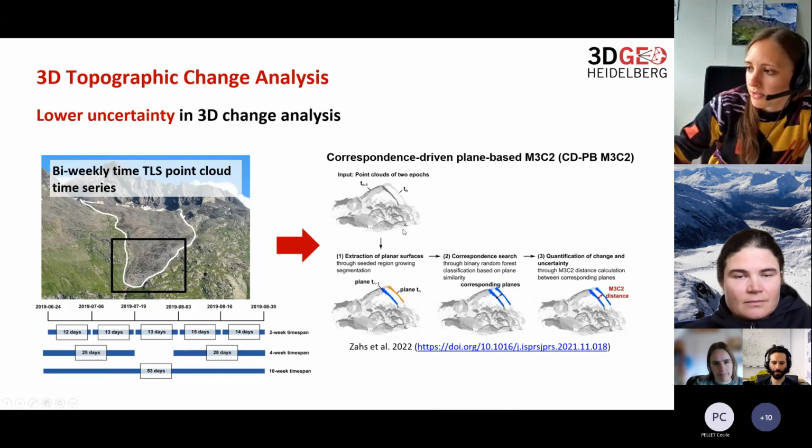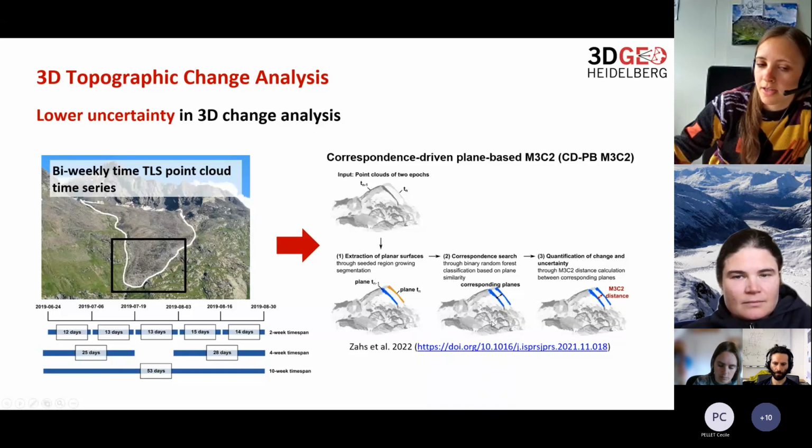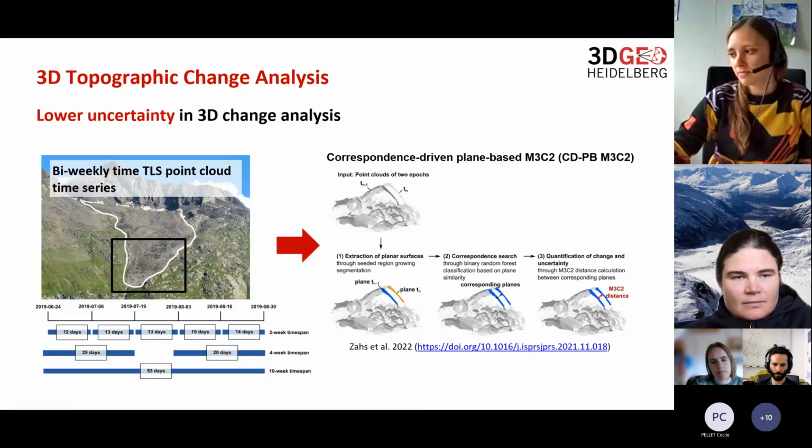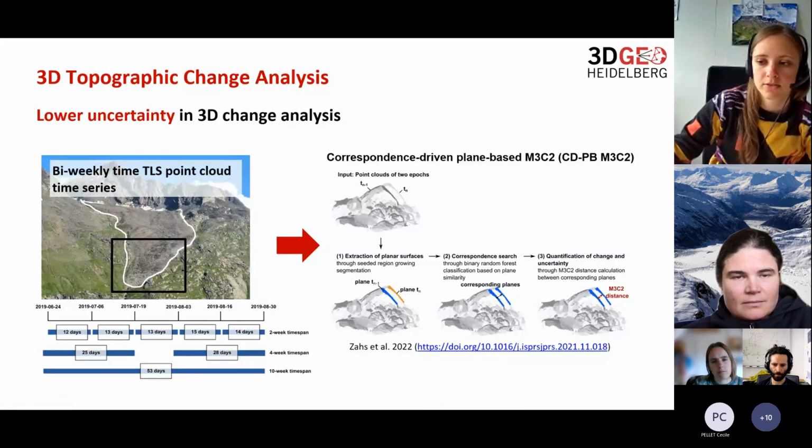So on the right of the figure, you see on the top 2 point clouds of 2 timestamps in light and in dark gray colors. And then the method basically first extracts planar surfaces, like you can see here in blue and in orange, in the 2 timestamps. And in the next steps tries to find corresponding planes based on their similarity, and then quantifies the 3D change between these planes. And also gives a measure of uncertainty that is related to that change.